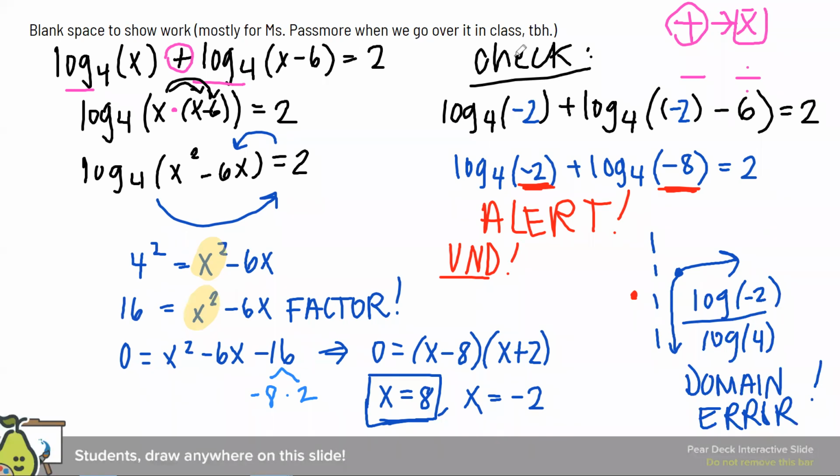because we just don't have negative inputs for our logarithms. You can have a negative base. You can have it equal something that's negative, but the input of your logarithm can never be negative. So x is equal to negative 2 is extraneous. Careful. That's something you'll want to remember: you can't have a negative input for a logarithm.